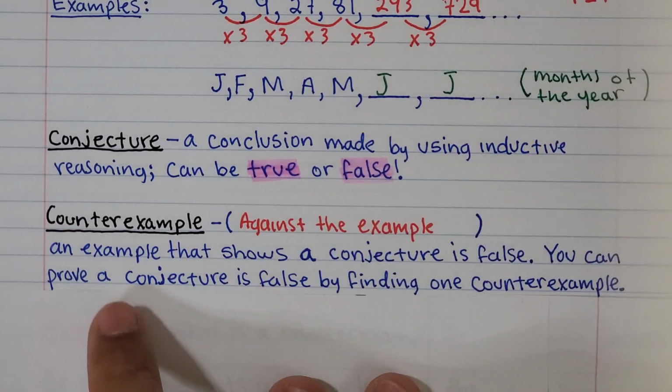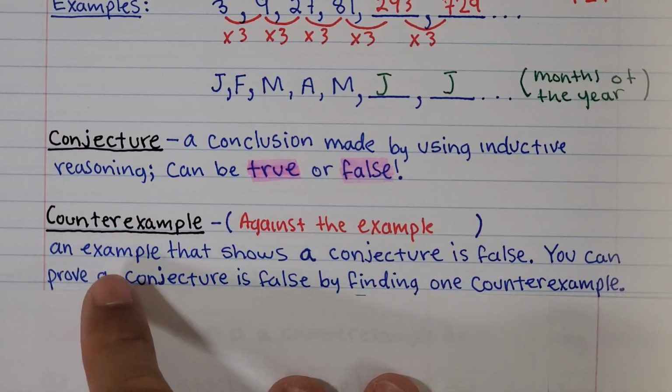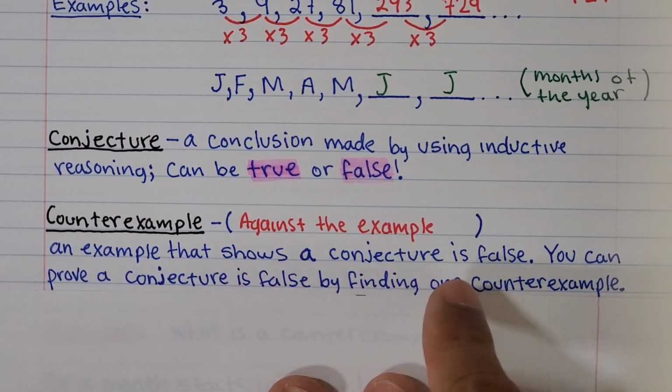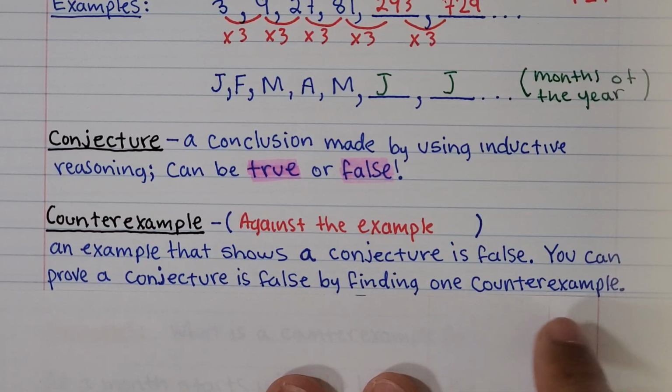And this is a counterexample. A counterexample is against the example. This is an example that shows a conjecture is false. You can prove a conjecture is false by finding one counterexample.